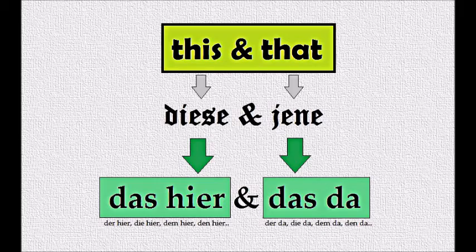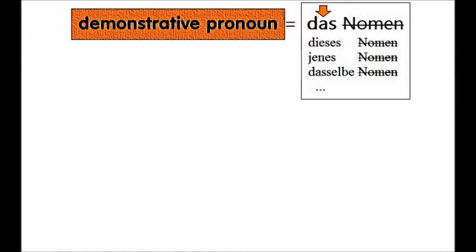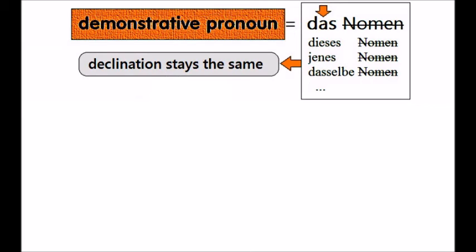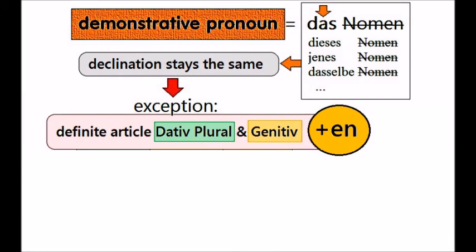Okay, let's repeat what we've learned. If you use demonstrative determiners, you can omit the noun to avoid repeating yourself. They are then called demonstrative pronouns. The declension is the same as if there still was a noun, with the exception of the definite article in the dative plural and the genitive. Those forms need an additional en at the end.